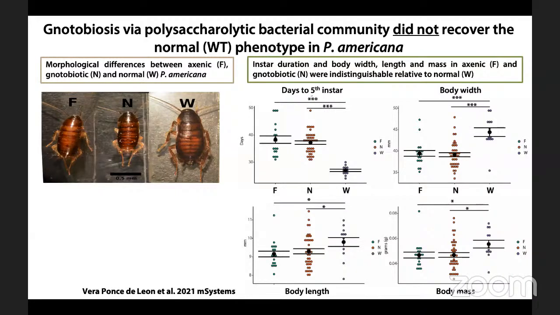So what that suggested to us is that it was a bit more complicated. Even if you have these abilities to help with dietary processing and even change expression of these endogenous carbohydrate degrading genes, there's still maybe more going on. And we also could have just picked the wrong bacteria.